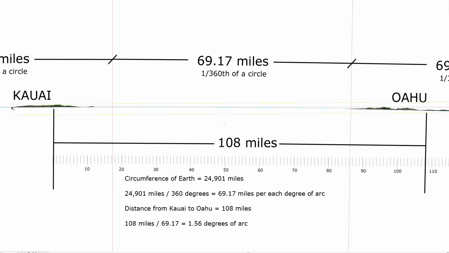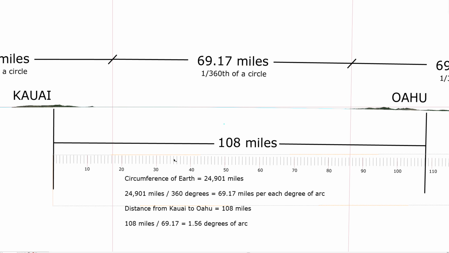Okay, so here's Kauai. Again, 26 miles across. Here's Oahu, 42 miles across. Here's 1 degree of arc. The way I calculated that is I took 24,901 miles, which is the circumference of the Earth, divided it by 360 degrees, and that gave me 69.17 miles per each degree of arc. So, according to Google, it's 108 miles from the center of Kauai to the center of Oahu.